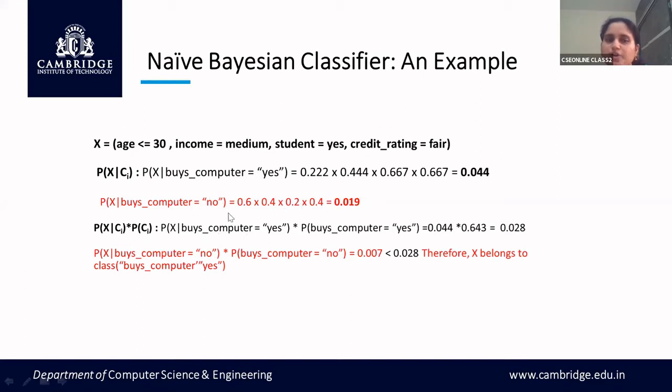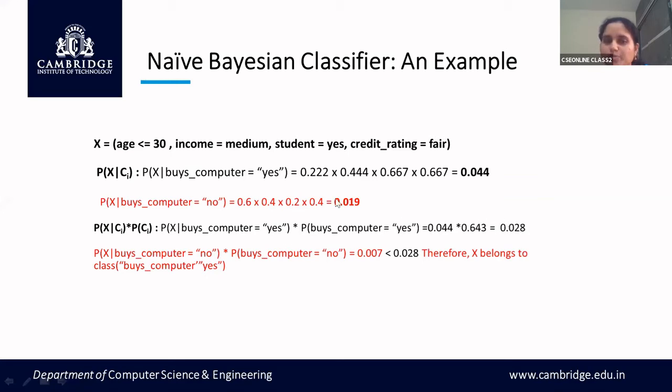But here, now we have got the X probability, right? For the X probability, if the buys computer label is yes, what I'll do is multiply this, that is 0.044, with 0.643. What is this 0.643? For the actual data set with 14 tuples, I found 9 of 14 with probability yes, right? This was our first step, the probability of Ci. So if I assume the class is yes, I will get the value as 0.028.